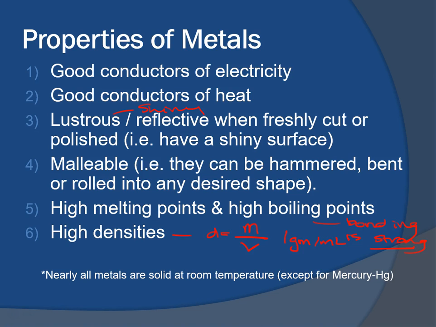So nearly all metals are solid at room temperature except for our friend mercury, and gallium has quite a low melting point. Gallium will melt in your hand. Its melting point is around 36 degrees, about body temperature.